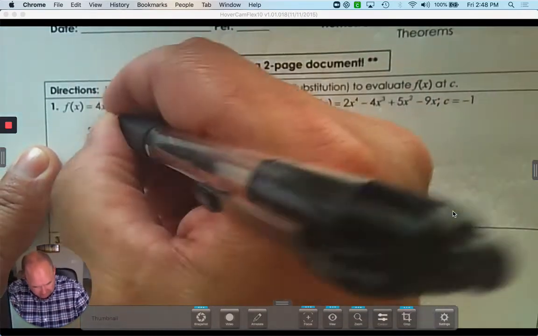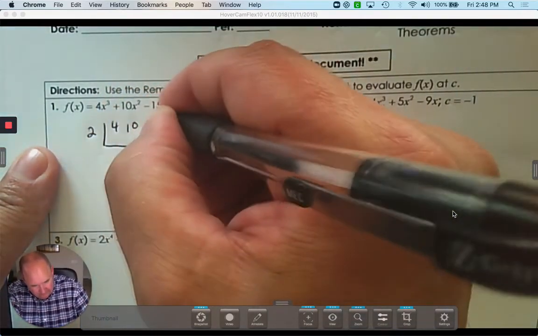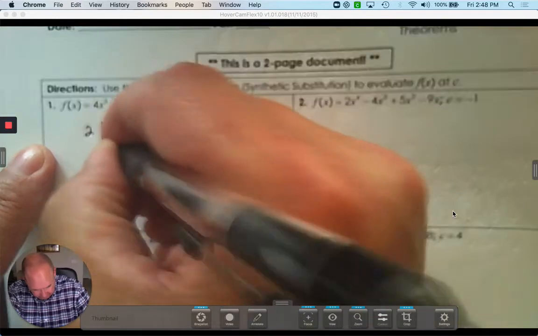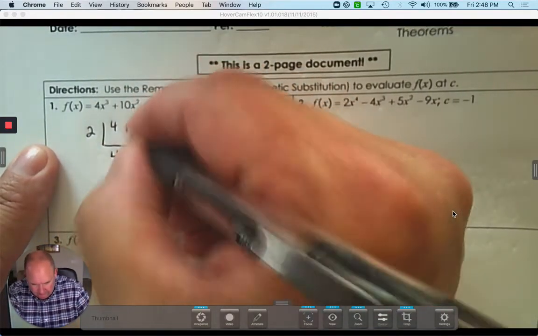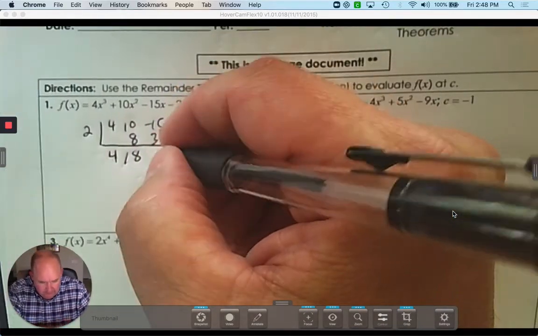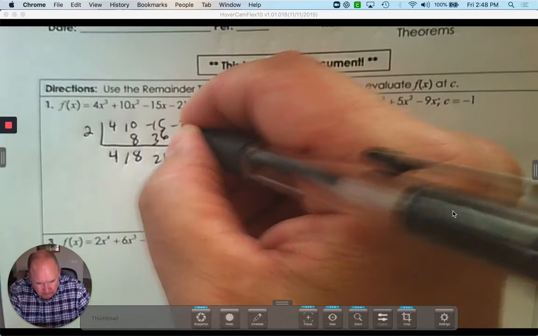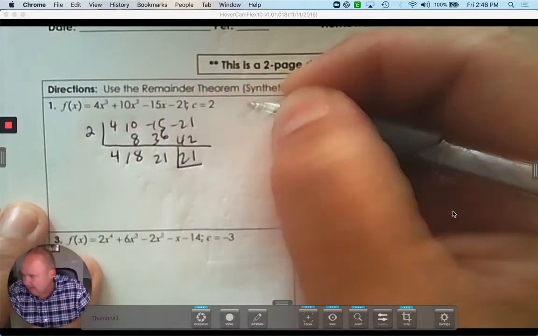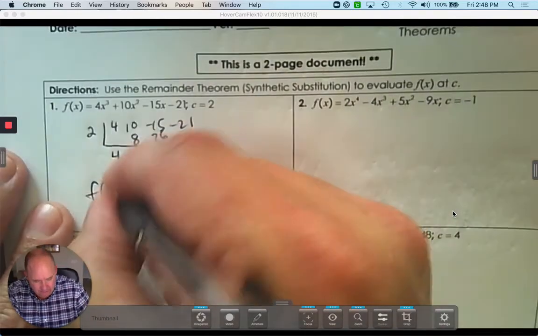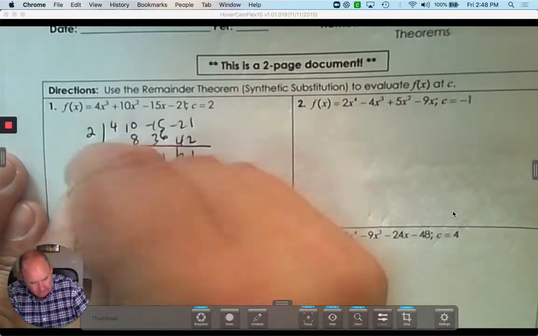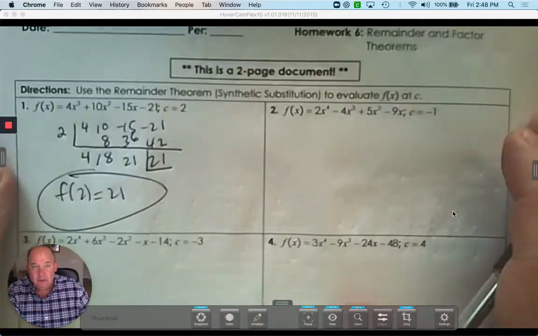Positive 2, 4, 10, negative 15, negative 21. Just do the synthetic division. Add and multiply. Take a second, like me, write that. That's 21, 42, 21, I think. Double check, yes. So what did I just find? That f at 2 equals 21. Done. So that's a different way to do substitution.